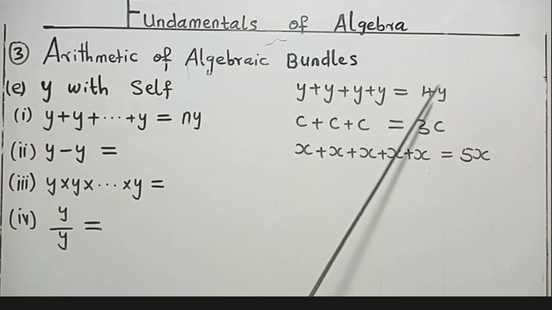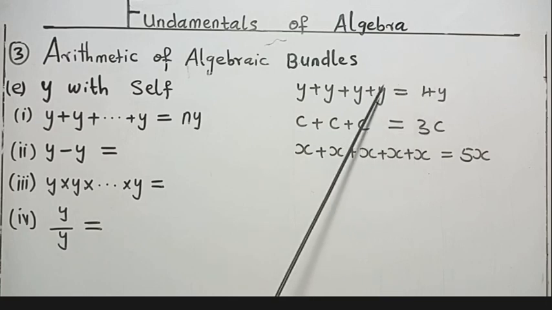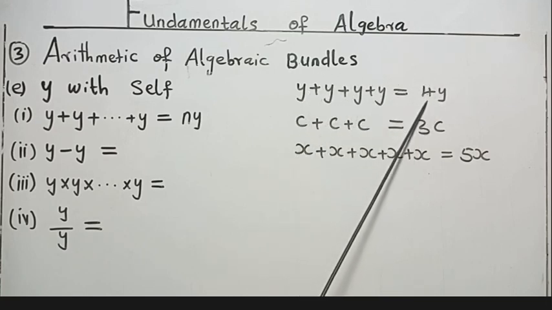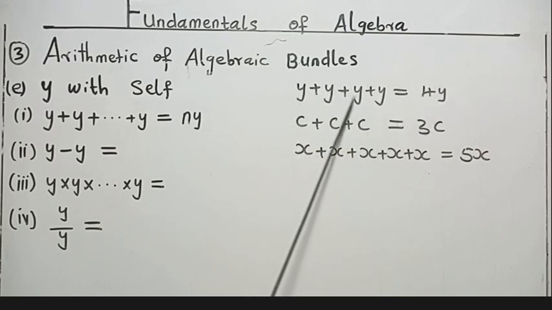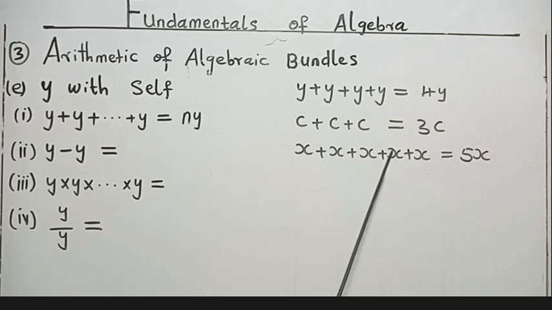So now that we don't have dots in these operations, y plus y plus y plus y. At least y is here, appearing how many times? 4 times. Therefore, y plus y plus y plus y is equal to 4y. What about c plus c plus c? C is here, appearing how many times? 3 times. Therefore, c plus c plus c is equal to 3c.